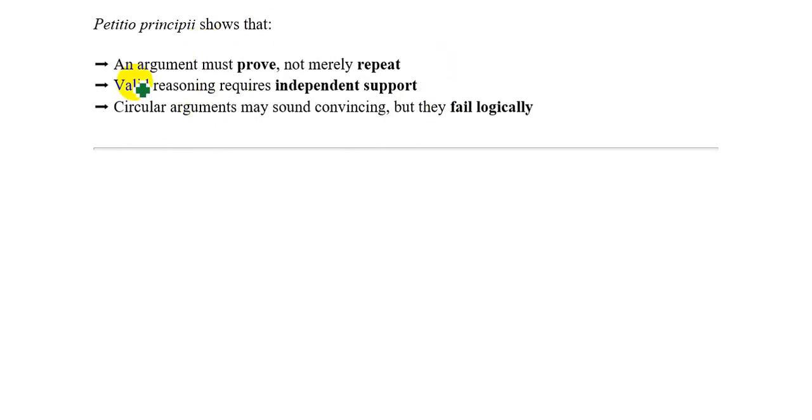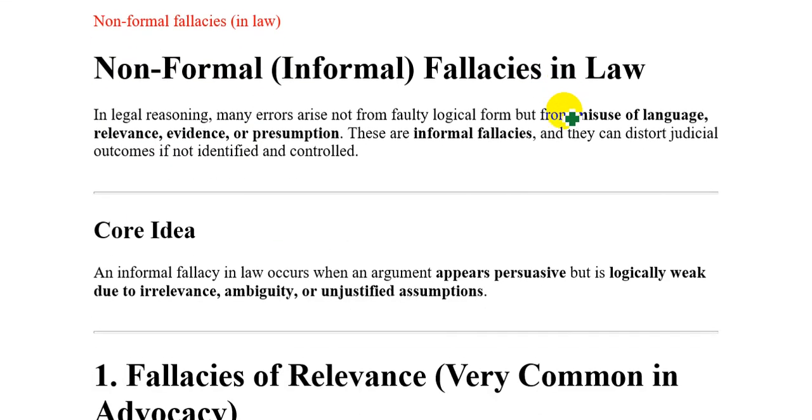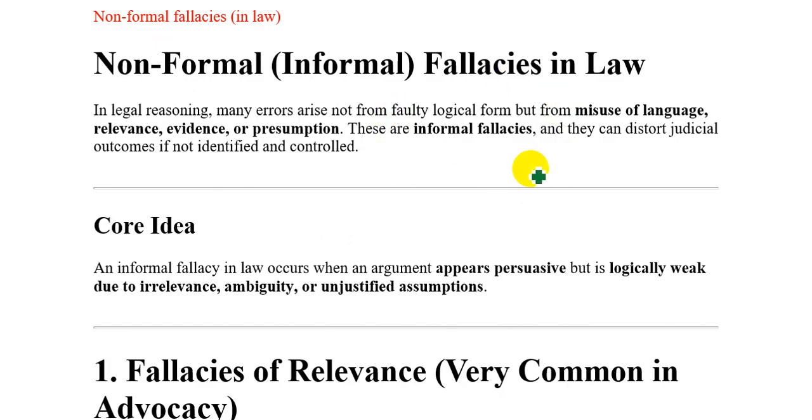Petitio principii shows that an argument must prove, not merely repeat. It's important: an argument must prove and not merely repeat. Valid reasoning requires independent support, and circular arguments may sound convincing, but they fail logically. In the next part of the video, we'll cover other non-formal fallacies in law.